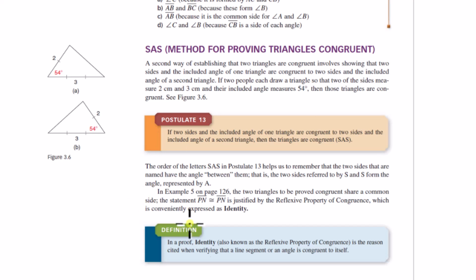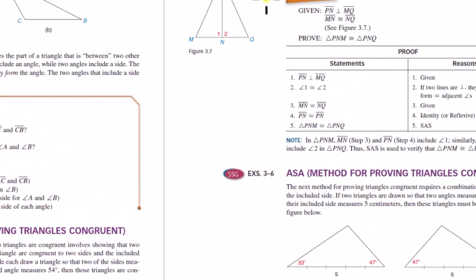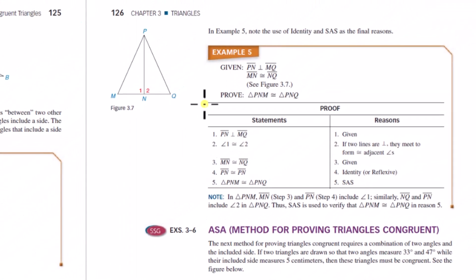Okay, so now the next thing they talk about here is just some specifics on doing proofs. For this proof here, they're saying given that PN is perpendicular to MQ and MN is congruent to NQ, then prove that the two triangles are congruent.